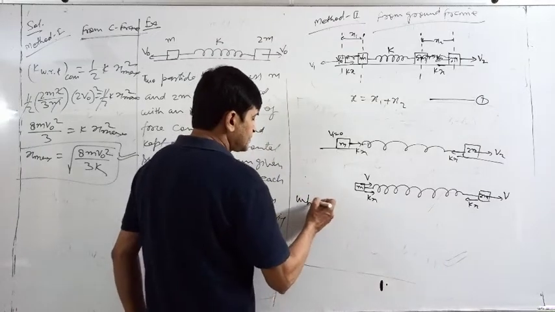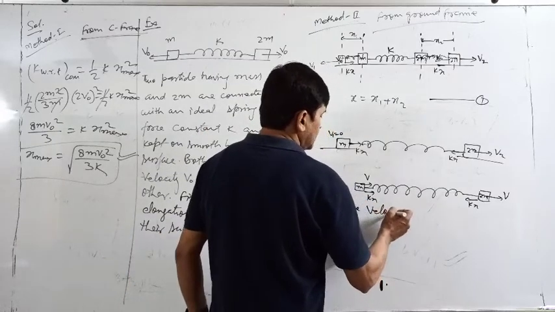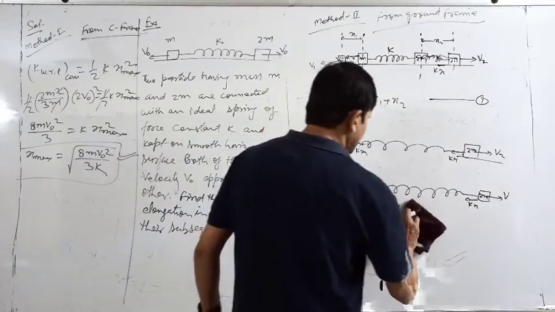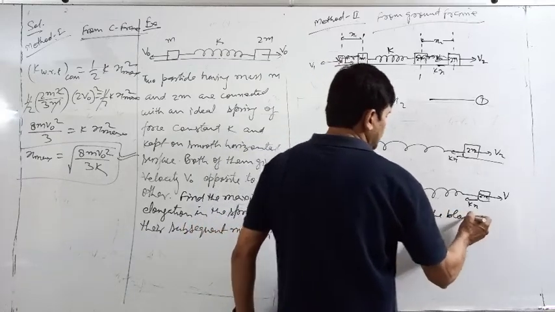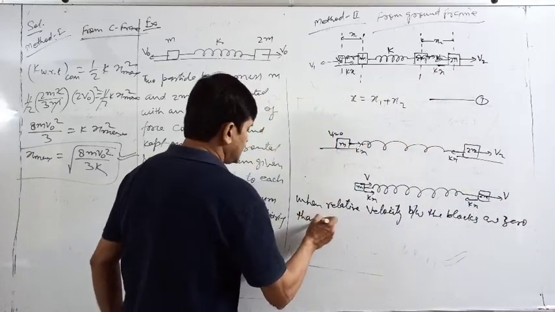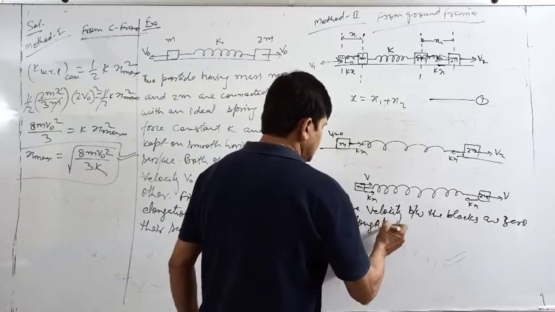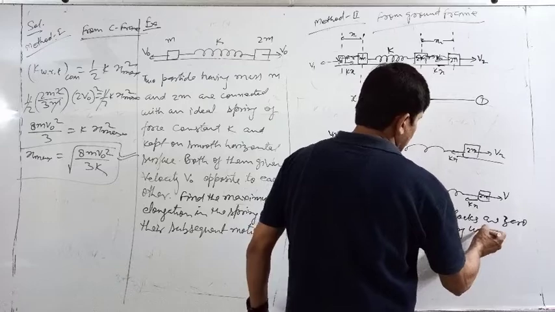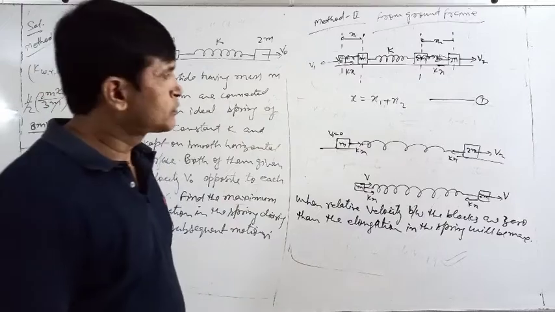So when the relative velocity between the blocks is 0, then the elongation in the spring will be maximum. Now how to solve this?